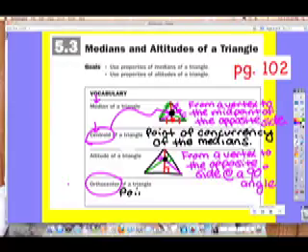Now remember, we have our vocab quiz tomorrow. These are fair games, so definitely study these tonight.